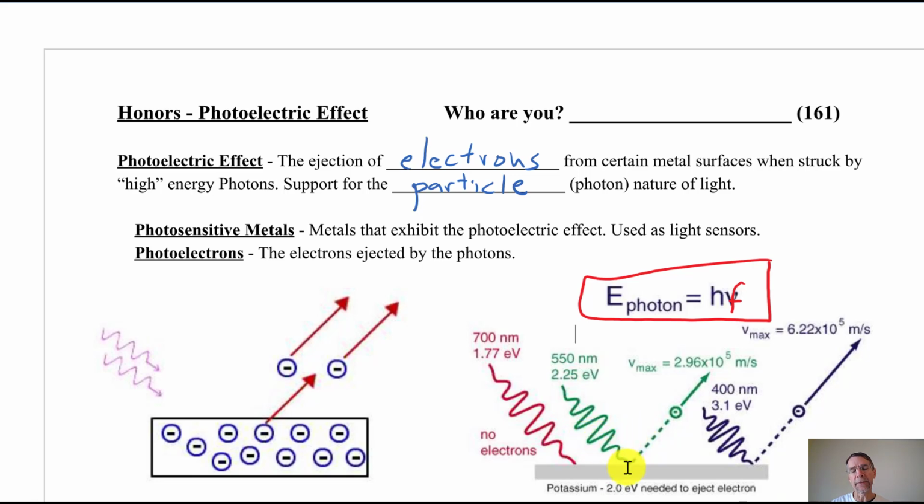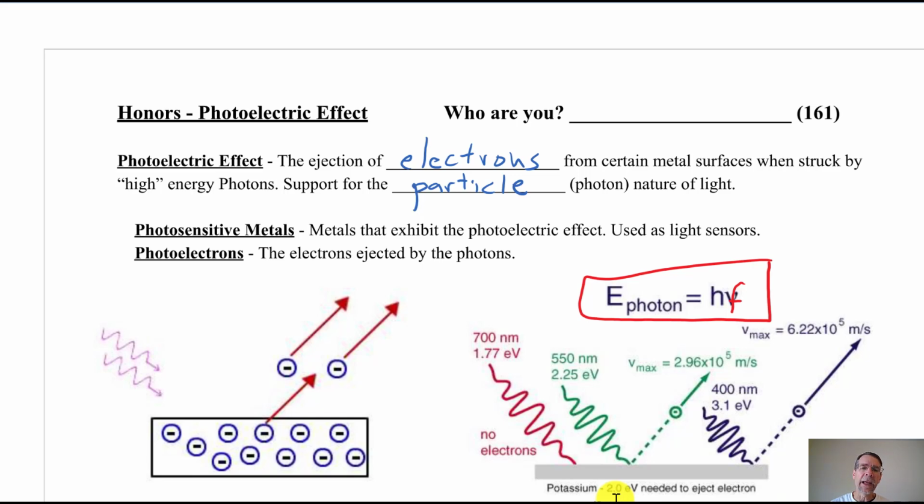The energy is not all that energy is transferred to the electron, which we'll talk about, but at least some of it. In fact, if you look at the bottom here, it's kind of hard to see, but this is potassium. It says it needs 2.0 electron volts of energy to get the electron loose. We'll talk about that in a minute. That's called the work function. That's the energy just to get the electron loose from the surface.